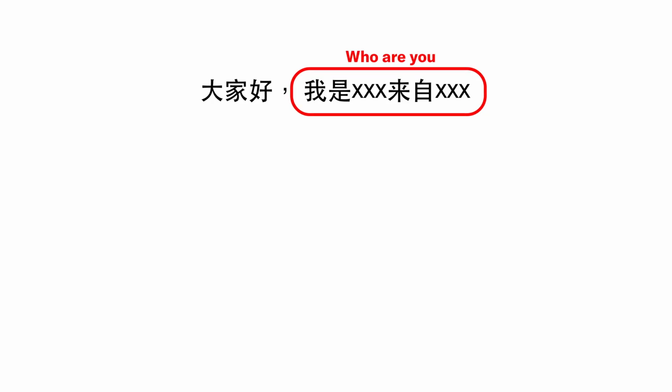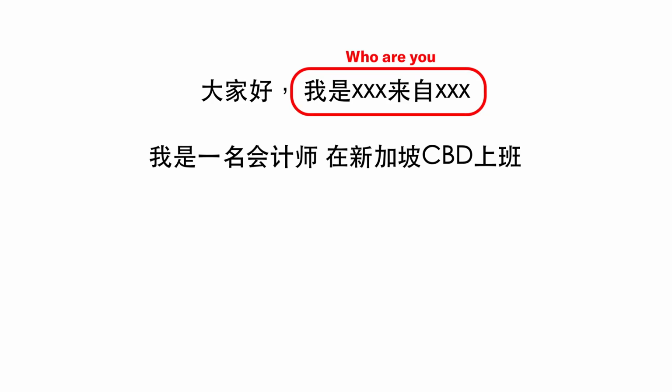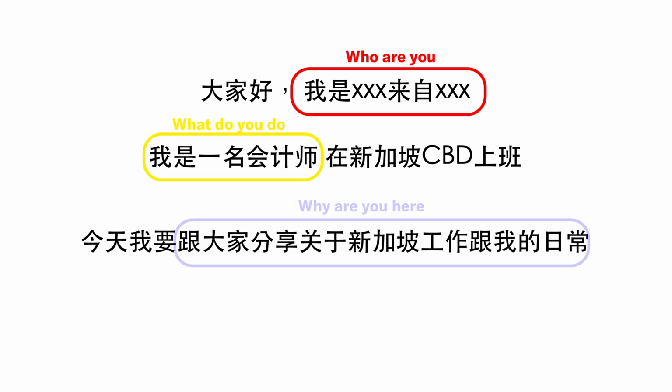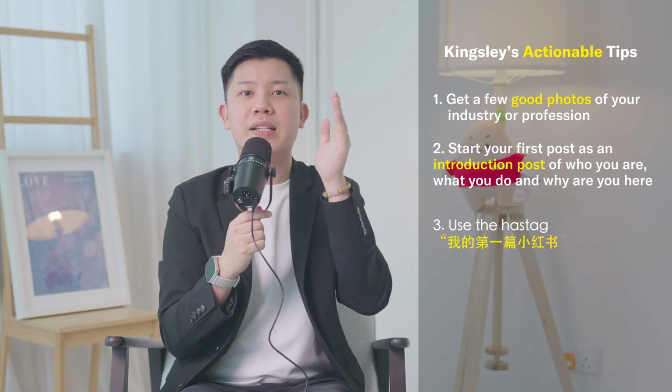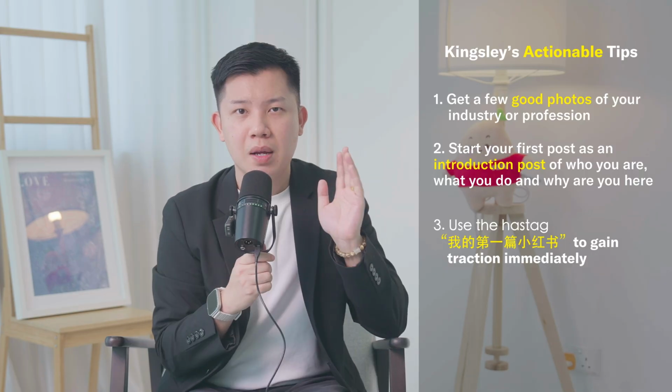大家好，我是 — you come from which country? 你的国家，你的名字。我是新加坡本地人，我是一名会计师，在新加坡 CBD 上班。今天要跟大家分享更多关于新加坡工作跟我的日常。And here comes the important part, that is a hashtag specifically for your first post in Xiao Hong Shu. Hashtag 我的第一篇小红书. By using that particular hashtag, you can gain traction and followers immediately if your photo and work is interesting enough, okay? This is just the beginning.